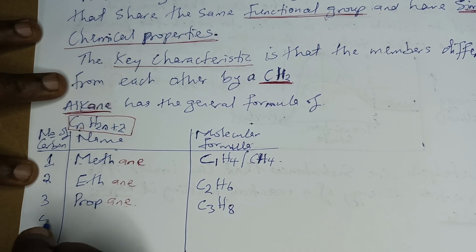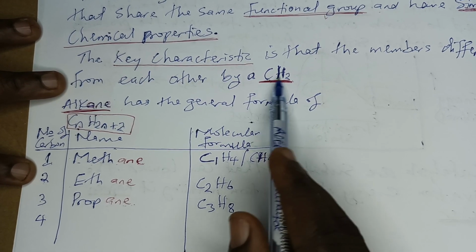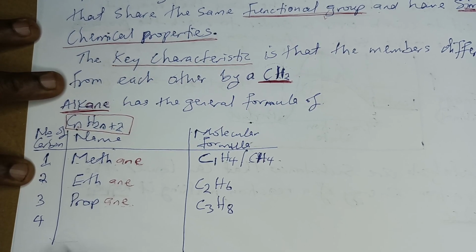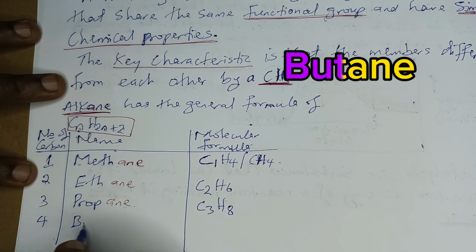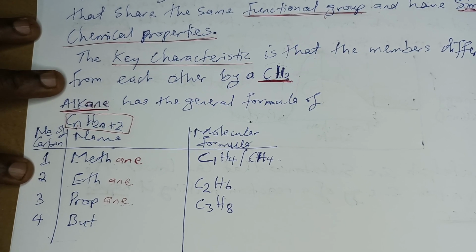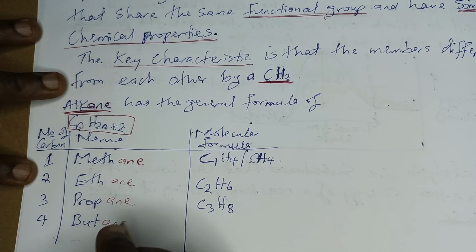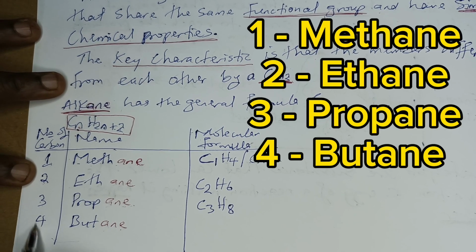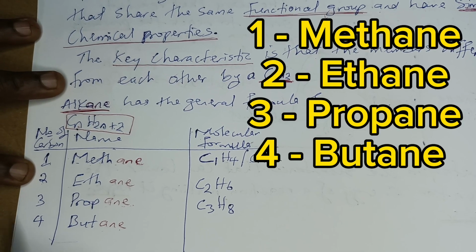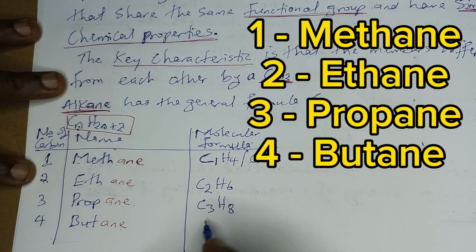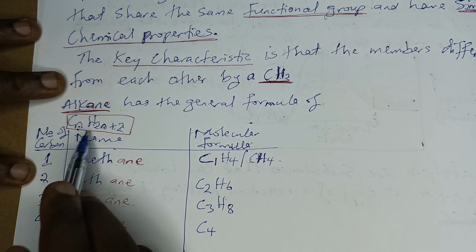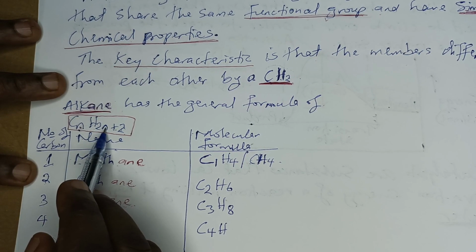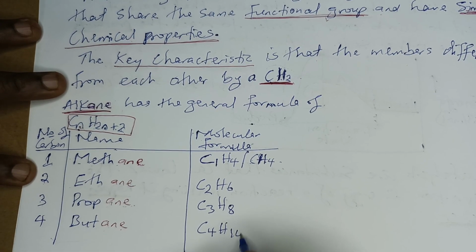Now, let's go to number 4. After that, I will buttress the point of CH2 that we're talking about here. The fourth one will be butane. It has 4 carbons, so when you put this 4 here, that's C4. For H, 2 times 4 is 8, and 8 plus 2 is 10.